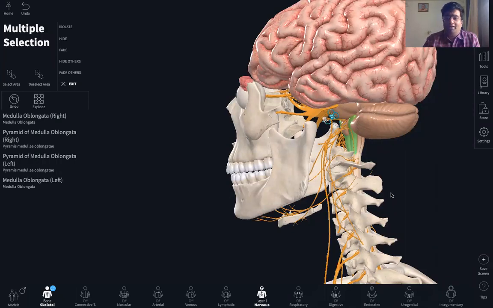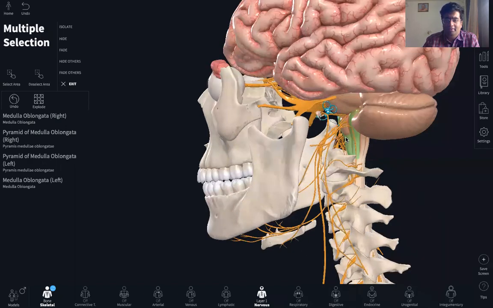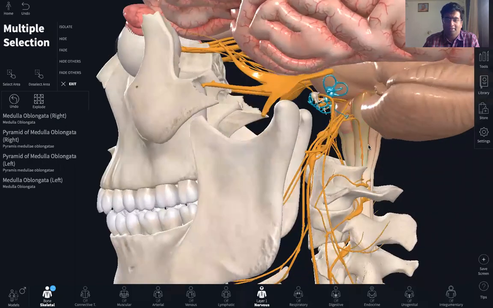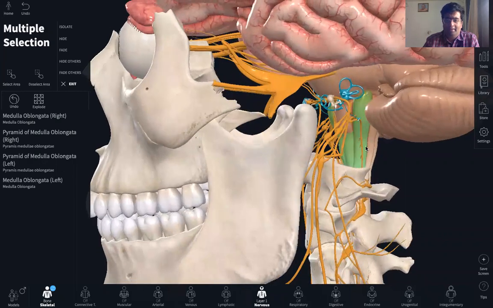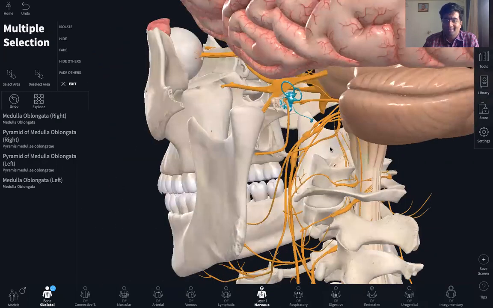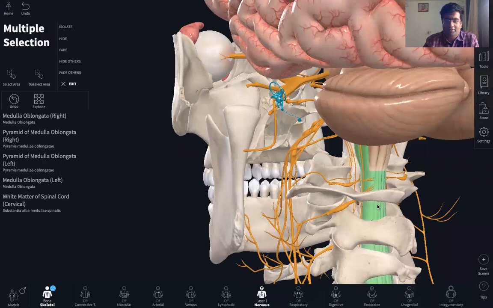So the next visible part of the brain is the medulla oblongata. What you can see highlighted here in green is the medulla oblongata. It's a part of the brain stem and it continues downwards as the spinal cord. So you can see here it continues downward as the spinal cord basically.